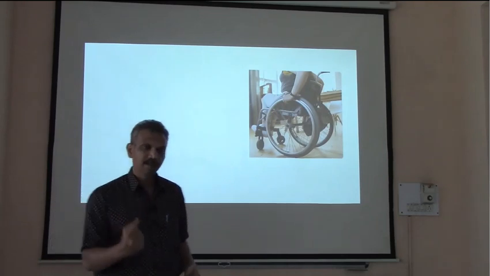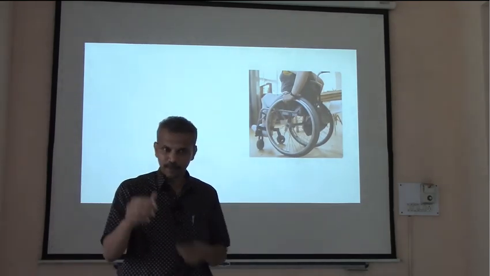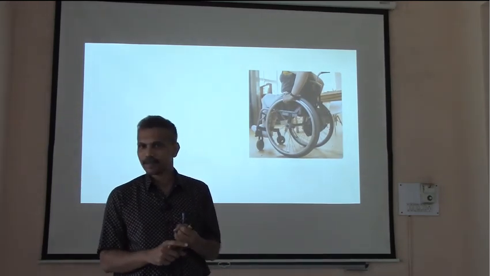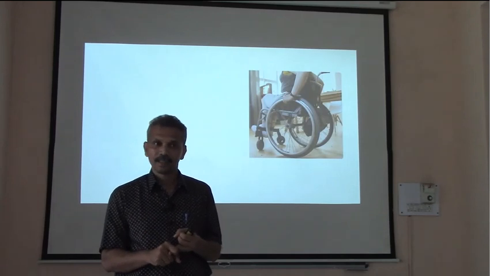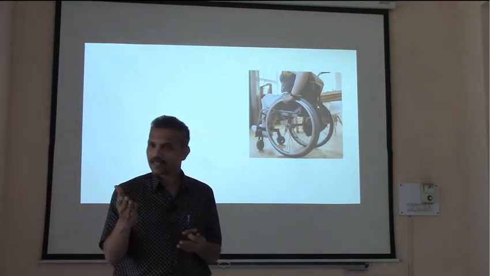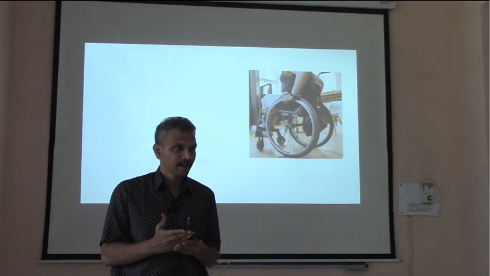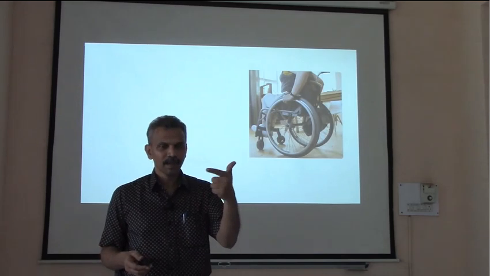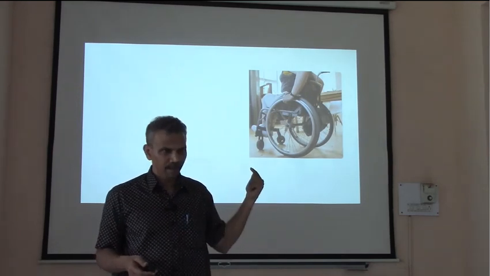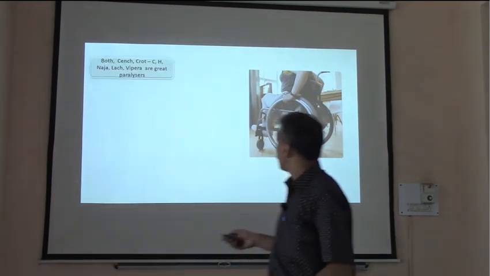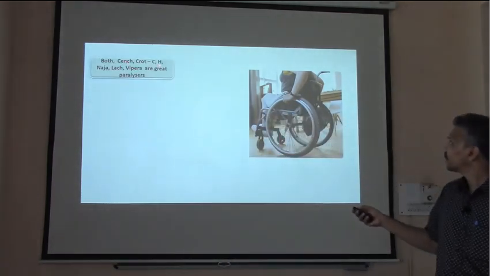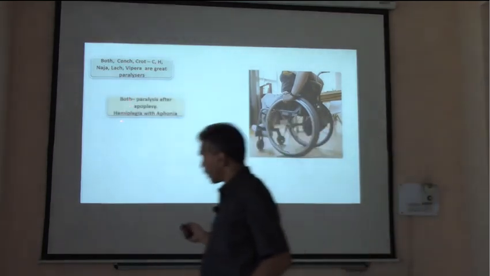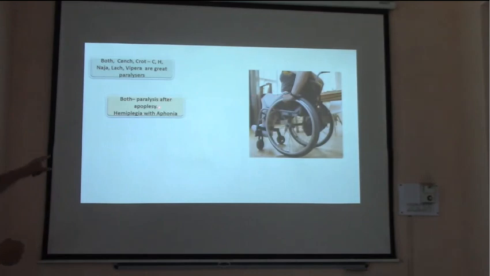As a PG scholar, which of the Ophidias do you feel can cause paralysis? Bothrops, very good. Naja, Lachesis, Vipera, and of course Crotalus. See, though Lachesis and Crotalus have more of hemotoxin, you also see them affecting the nerves. So, Bothrops, Cenchris, Crotalus, Naja, Lachesis, Vipera are great paralyzers.